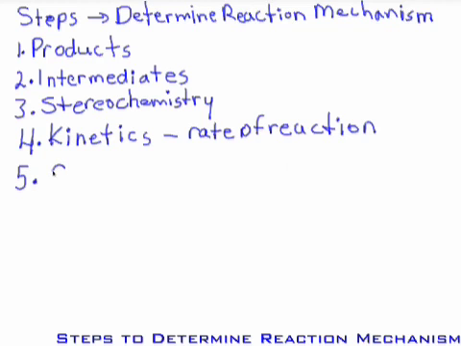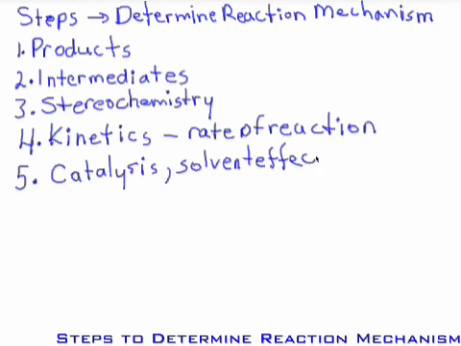Is there a catalyst? Does your reaction proceed through some catalytic process? Remember, a catalyst is something that causes a reaction to occur, but it itself is unchanged by the reaction. So, catalysis: check for catalysis, and also check for any solvent effects. And this solvent effect, as I stated, can influence your rate of reaction as well. Catalysis and solvent effects.